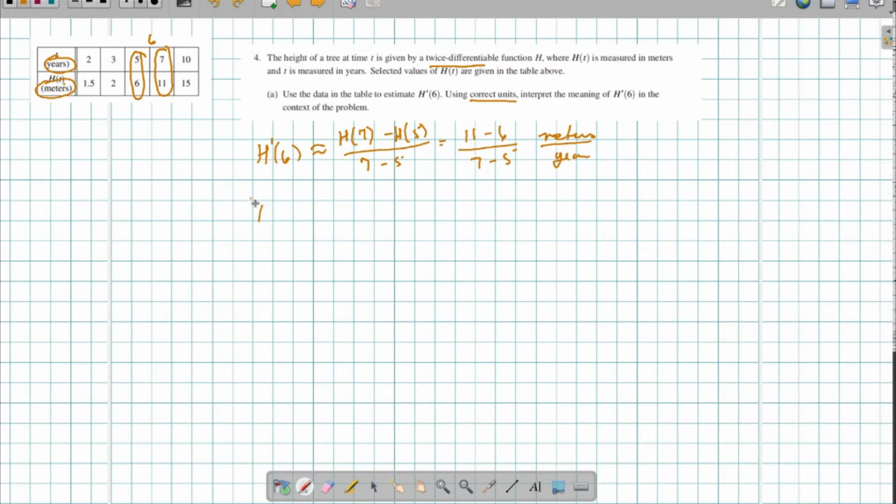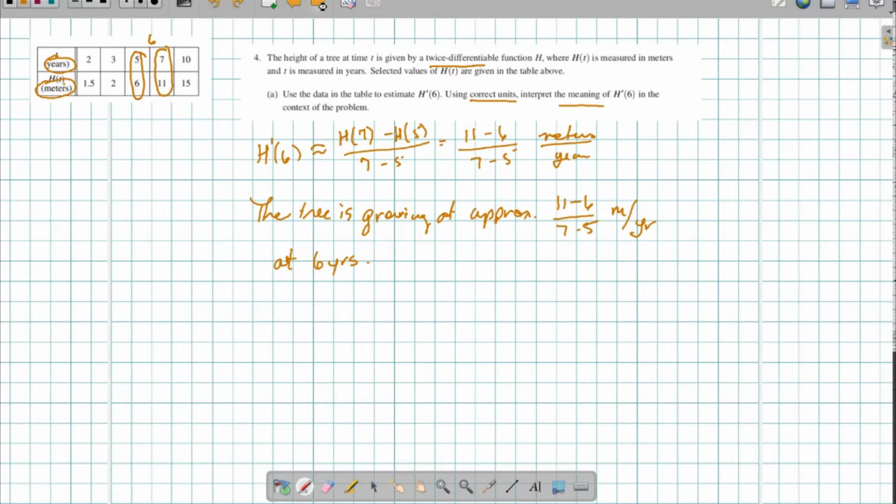So in other words, I could say the tree is growing at approximately 11 minus 6 over 7 minus 5 meters per year at 6 years. So I've interpreted the meaning of this in the context of the problem. That's approximately the rate at which we're growing.